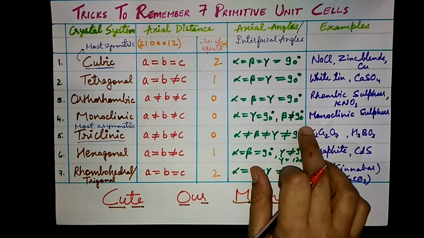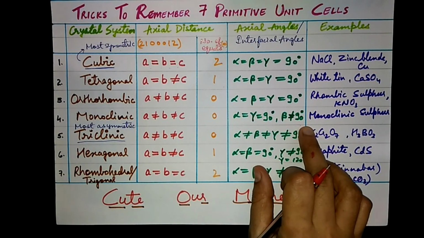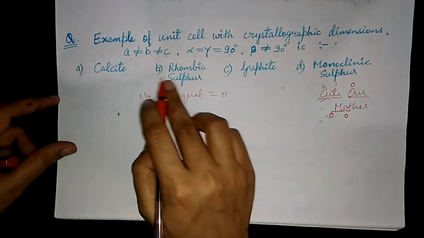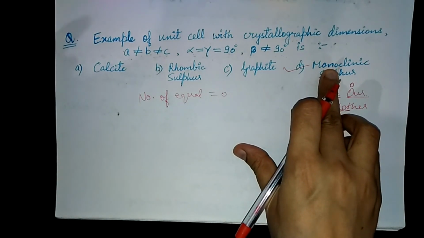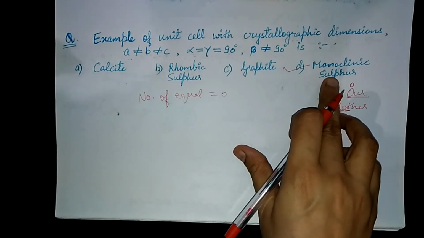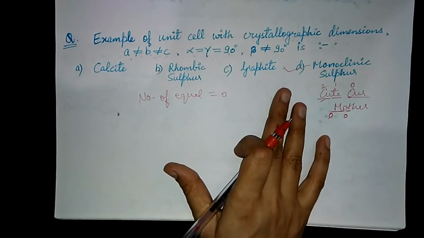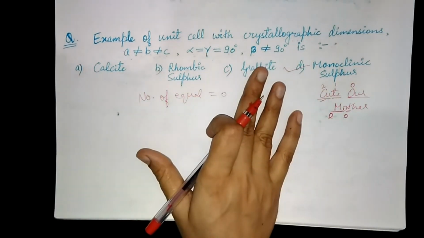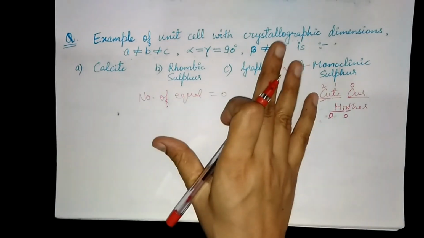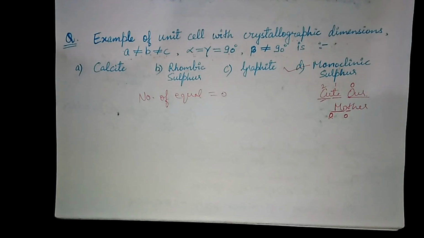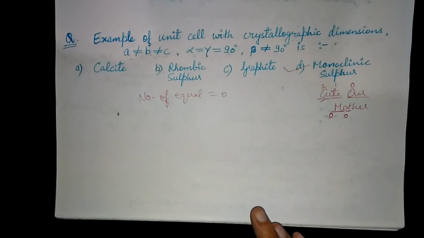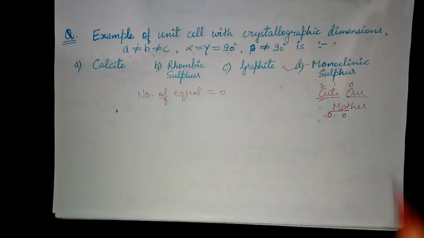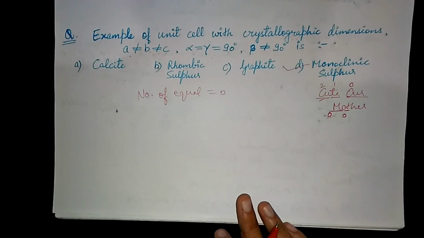The example of monoclinic you can see in the options. The example of monoclinic will be monoclinic sulfur. This example is very simple because the name monoclinic is present in sulfur. So this is the question. You can try similar questions on your own, or go through previous year questions from any paper like NEET, JEE or CSIR NET. This trick is very simple to remember this table very easily and know the dimensions, and from the dimensions you can know the crystal system and their example.